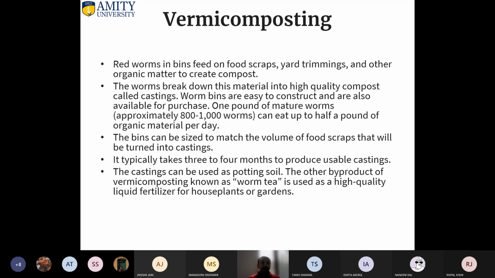The bins can be sized to match the volume of food scraps that will be turned into castings. So here they are talking of one particular method, where you need to have that bin. It is always good to have it, because then it will be entirely a continuous process, but in the normal process, it's not there. So that is one thing, how much you need in order to get that work done.